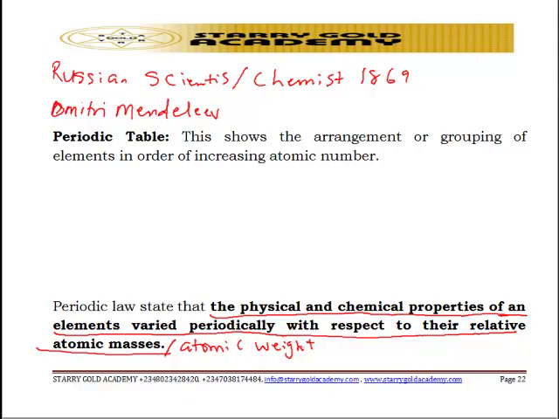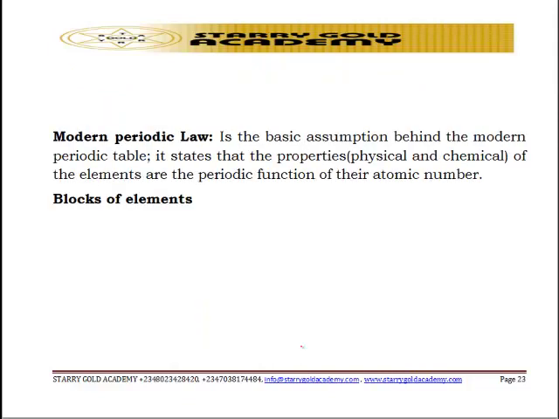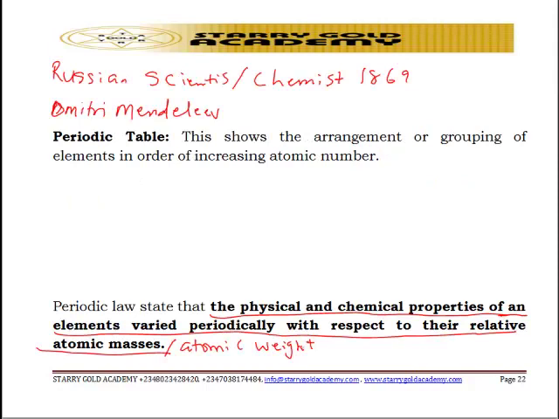Now, this periodic law and the arrangement of elements in order of increasing relative atomic weight or mass brought about many gaps on the periodic table. Some elements were missing, elements that were supposed to be in a particular group were not there. Mendeleev predicted the chemical properties of these missing elements. An example of a missing element is gallium.